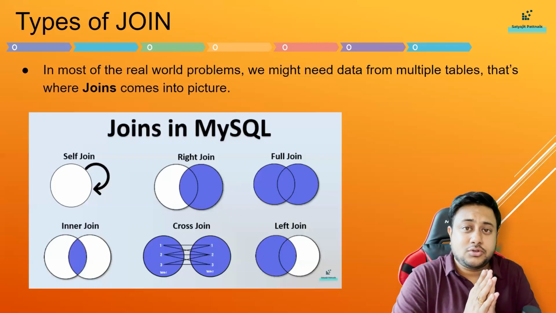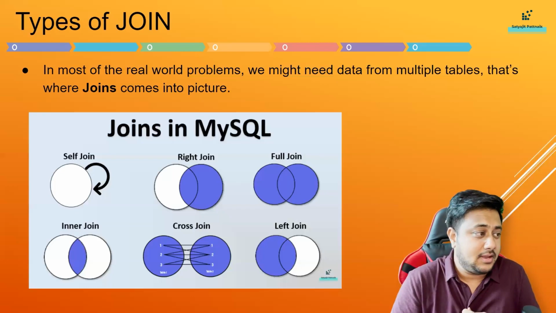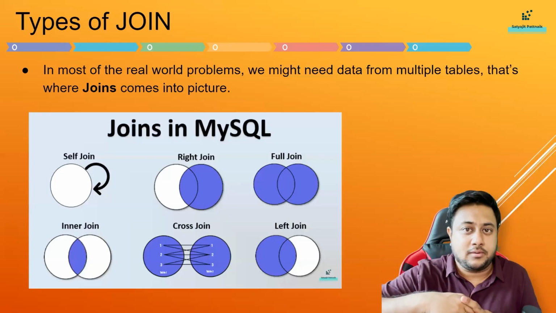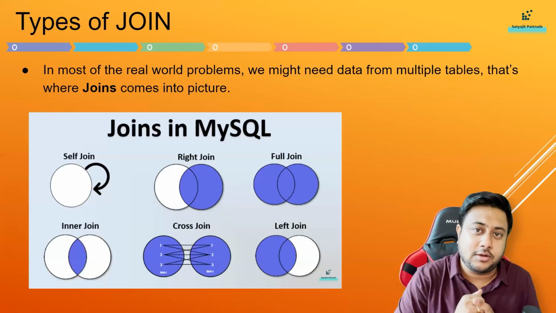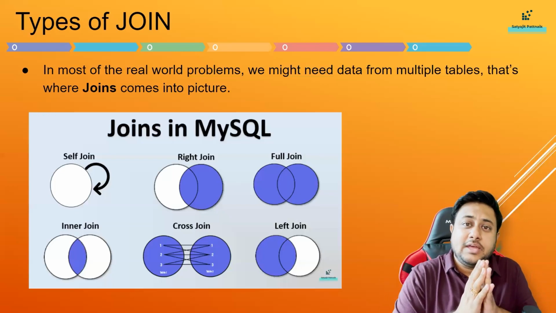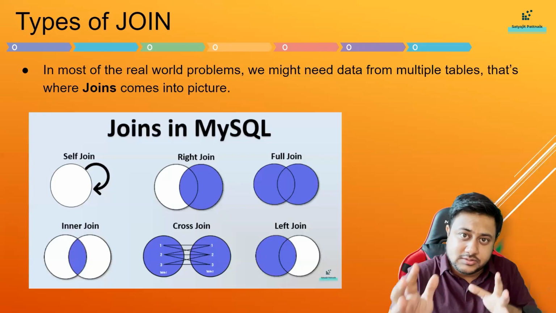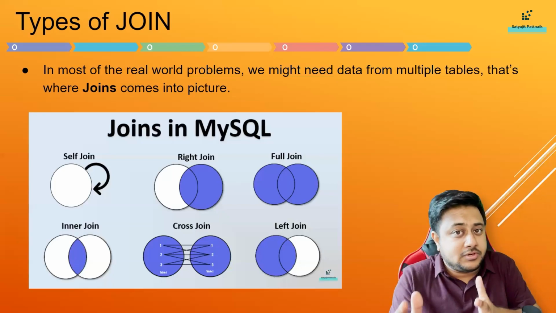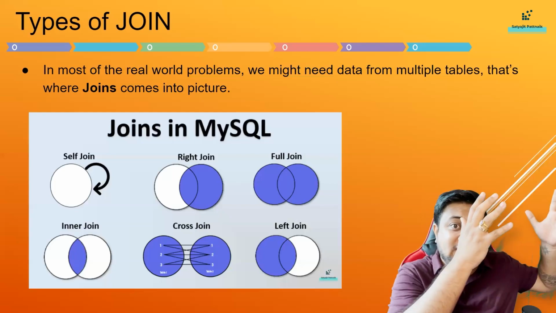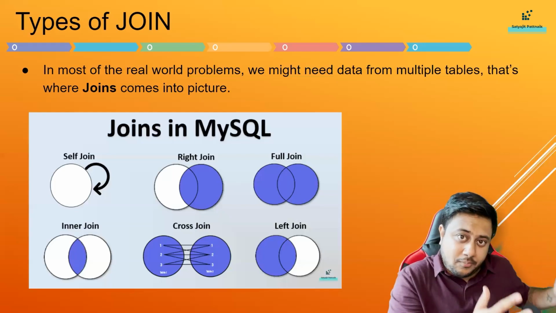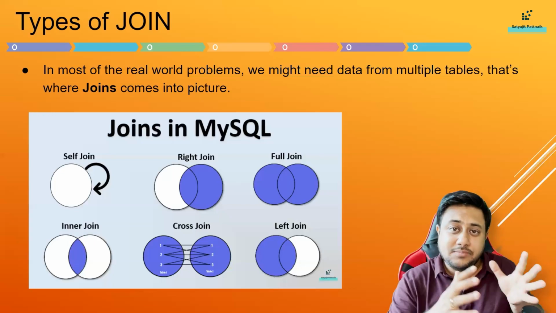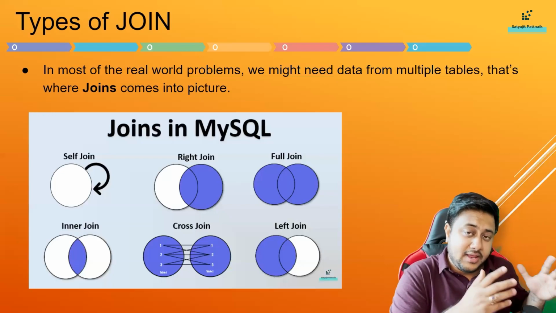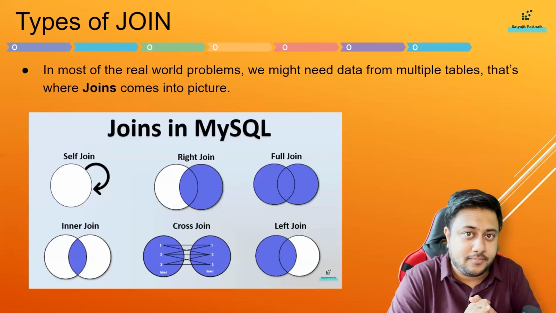This illustration shows you the different types of joins. Sometimes you have to join to your own table. That is called a self join. Sometimes, let's say you have two tables, you need all the information from table 1 and the matching information from table 2. That is a left join. All from left, matching from right. Similarly, the other way around, all from right and matching from left is your right join.